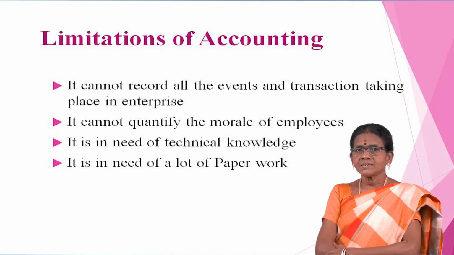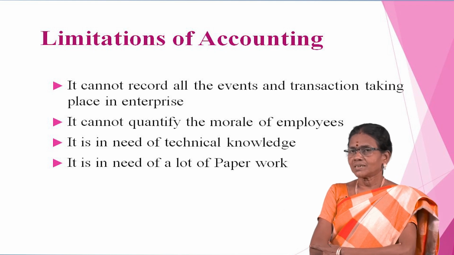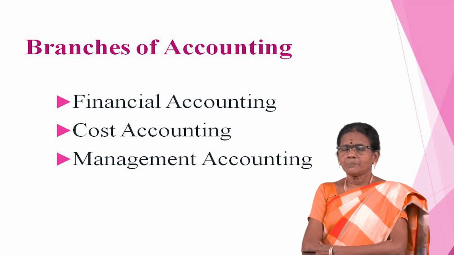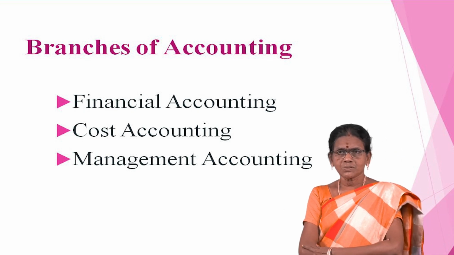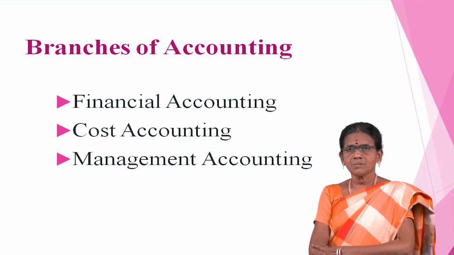The last one, it is in need of a lot of paperwork. Paperwork is a must for the company account. The next one, we have to see the branches of accounting. The branches of accounting are classified into three. First one, financial accounting. Second one, cost accounting. And third one, management accounting.